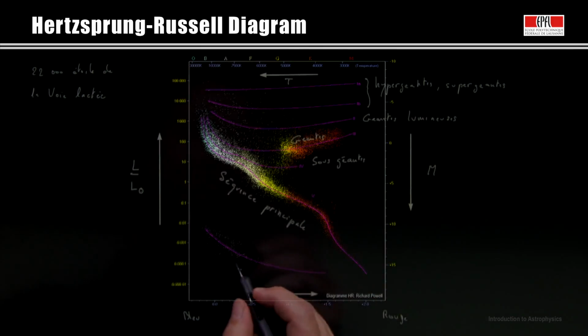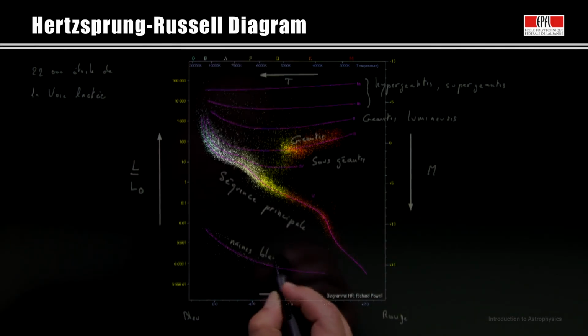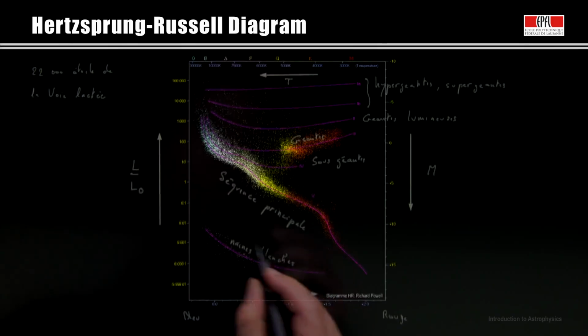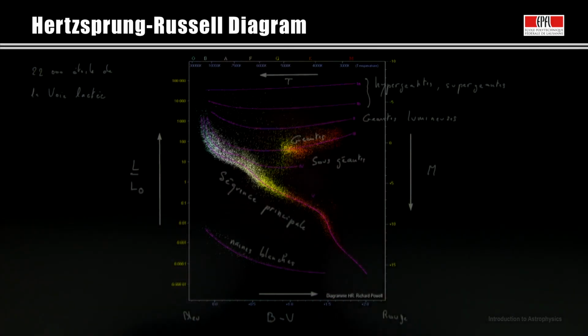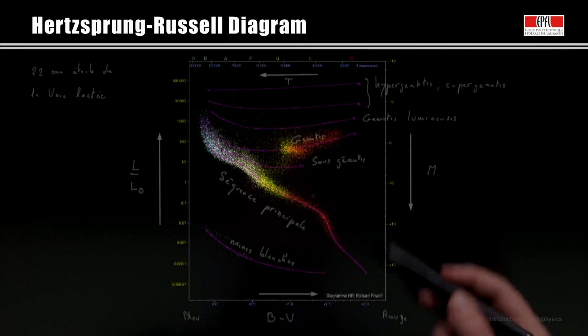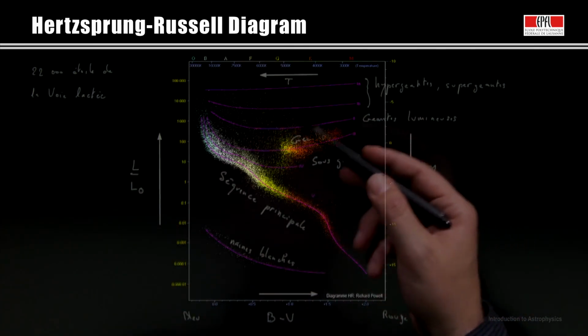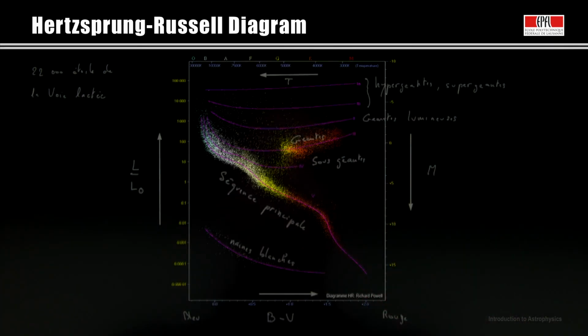We have at last the sequence of dwarfs. White dwarfs are located in this area of the color magnitude diagram. We have 22,000 stars of the Milky Way. 80% of the stars are located here, and the stars which become giants are in this area of the color magnitude diagram.